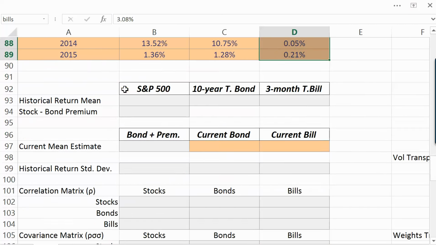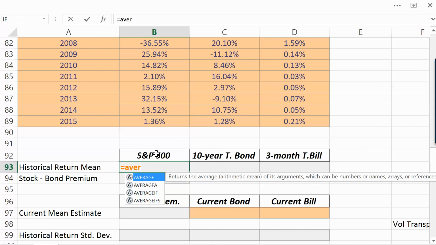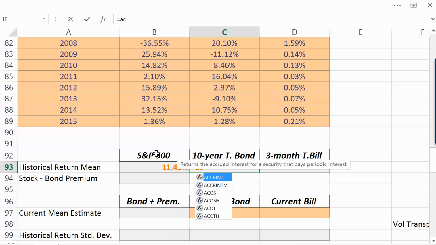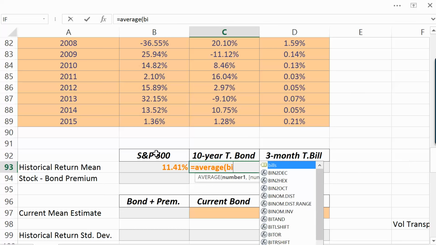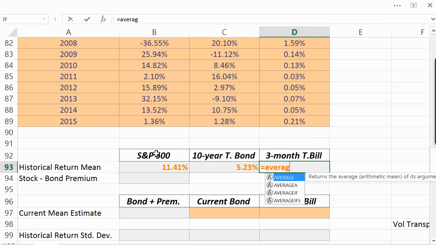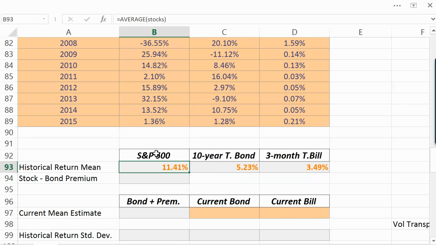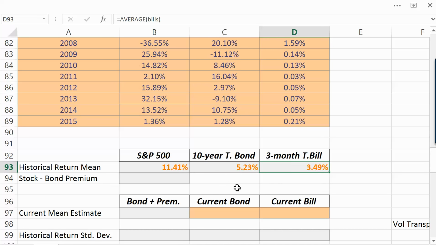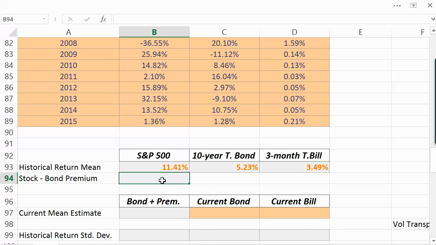So let me take the average of each column. I can say, give me the average of stocks, the average of bonds, and the average of bills. So you can see over this almost 90-year history, stocks return 11.4%, arithmetic average, bonds 5.23%, and bills 3.49%.